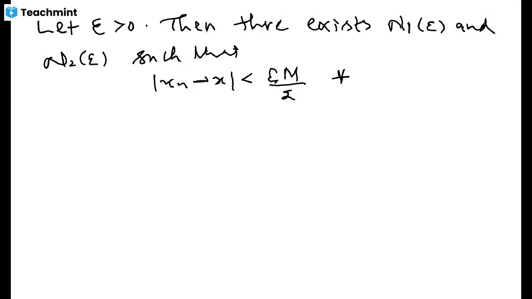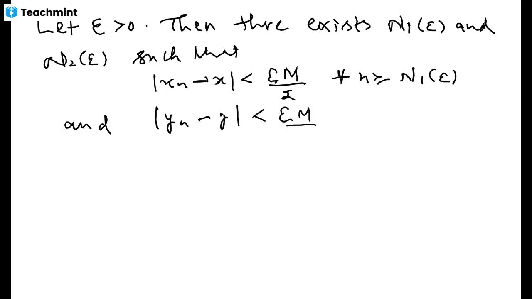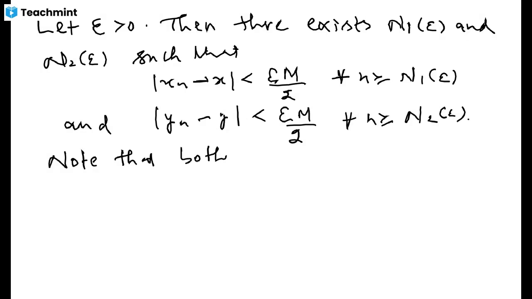for every n greater than or equal to n1, and similarly convergence of yn implies that the distance of the nth term yn from y is less than epsilon times m upon 2. I can take the number on the right hand side of this inequality according to the convenience that we need. And again, as noted previously in the case of the convergence of the sum of sequences, note that both the above inequalities hold for any n greater than the maximum of these two numbers.